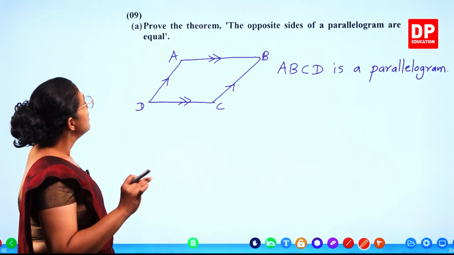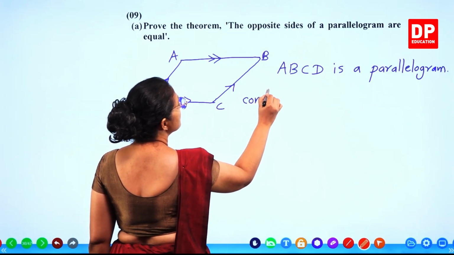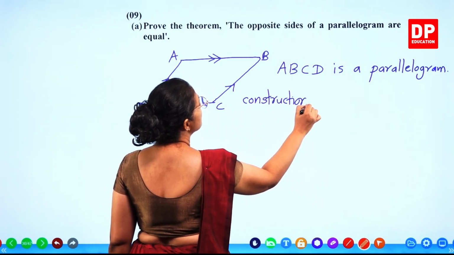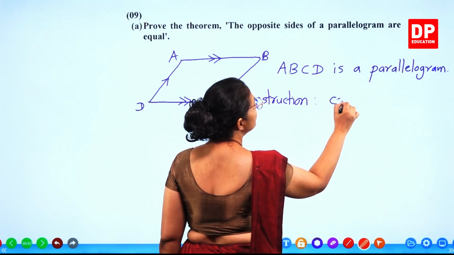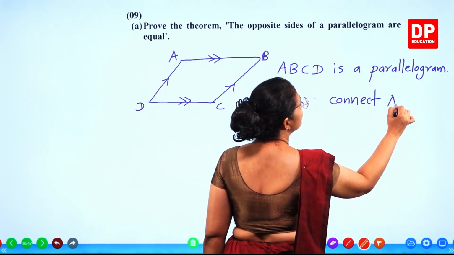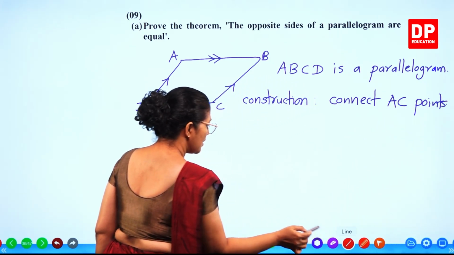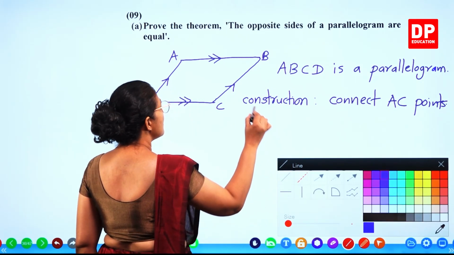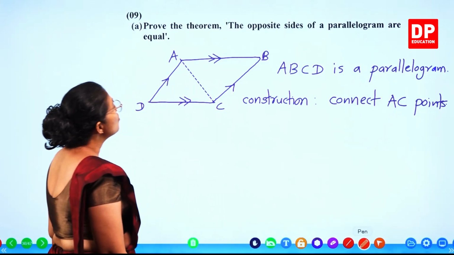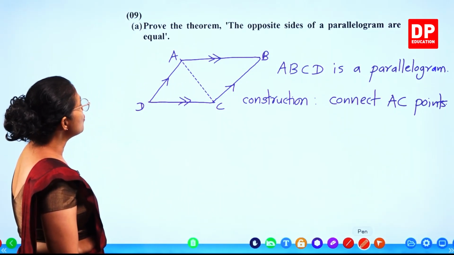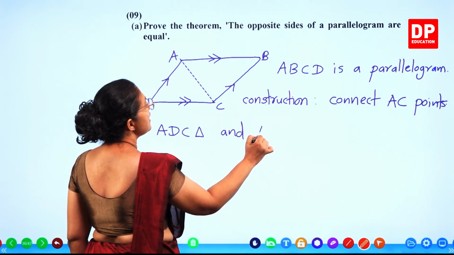So I'm doing a small construction. I'll connect AC. Connect the AC points. And then I get 2 triangles. So what are the 2 triangles I'm getting? ADC triangle and ACB triangle.